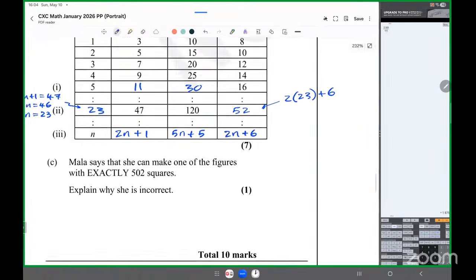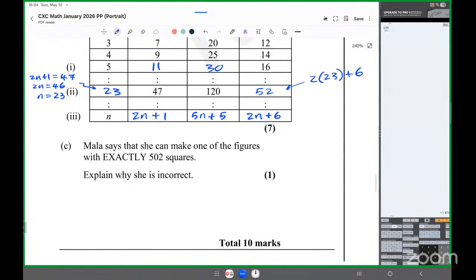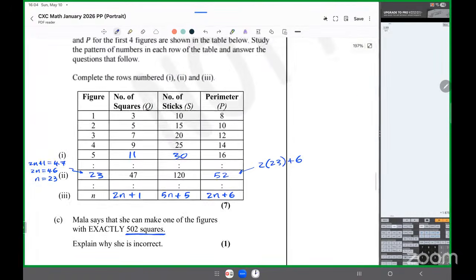Table done. Next one it says, Marla says she can make one figure that has exactly 502 squares. Explain why she is incorrect. So these are the squares. What do you know about the square? Hmm? The number of squares is what? No, but why is this number not possible for the number of squares?